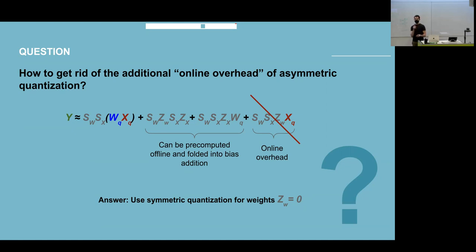Whereas weights are usually centered around 0, or we try to do that during training. So usually symmetric quantization works well for weights, and it also simplifies my equation here. And so I don't have any real overhead from quantization in this case. Does that make sense?